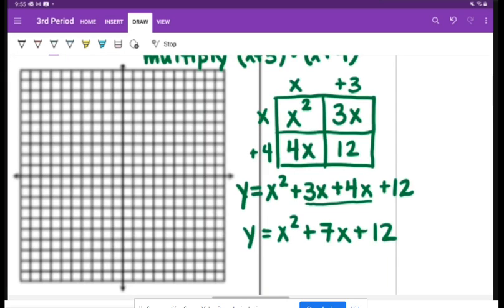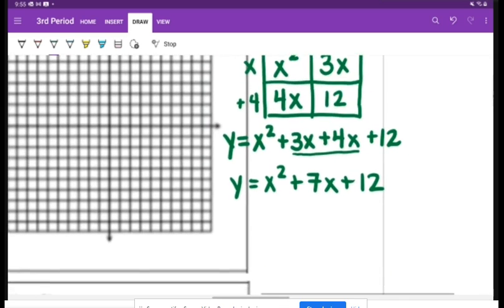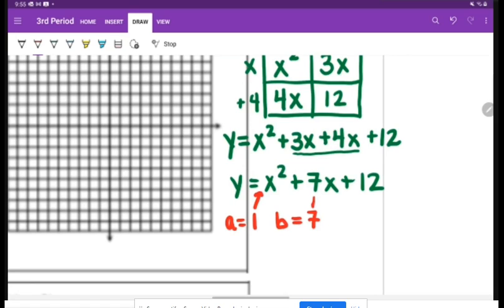The whole reason we did this is because once you're in standard form, you can easily pick out A, B, and C. A is the number in front of the x squared. And if there is no number there, you can just write in a 1. B is the number in front of the x, so that would be 7, positive 7 specifically. And C is the number at the end, so our C is 12. So you find your A, you find your B, and you find your C. And from there, we can use those to find our y-intercept and our vertex.